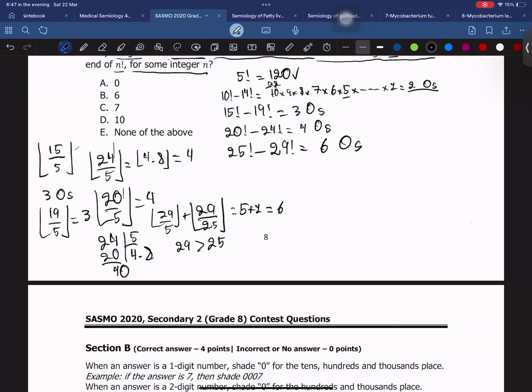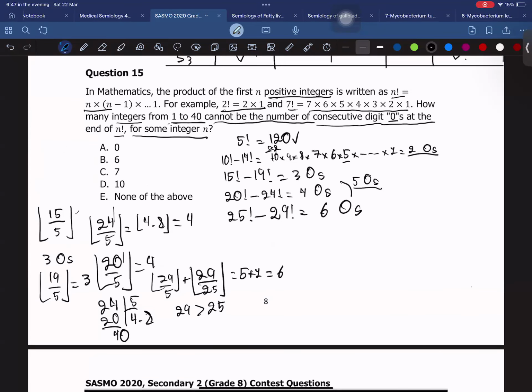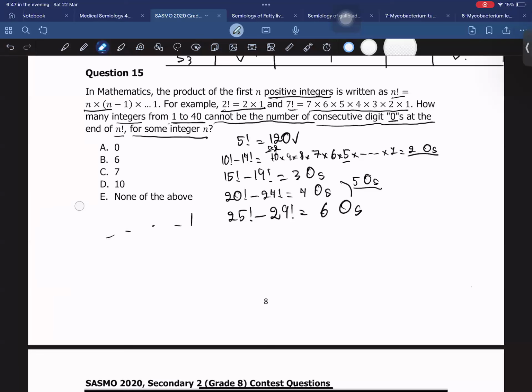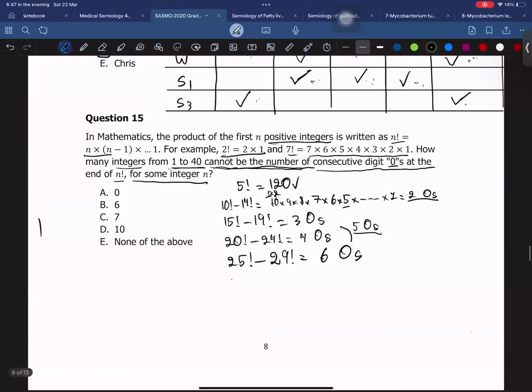Okay, so it's 6 zeros, right? Where's the 5 zeros? We don't have 5 zeros, so it is one of our answers, right? So we can count it as 1 and keep it here, and then we need to find the number of consecutive digits.